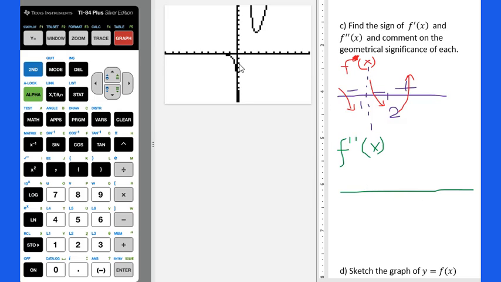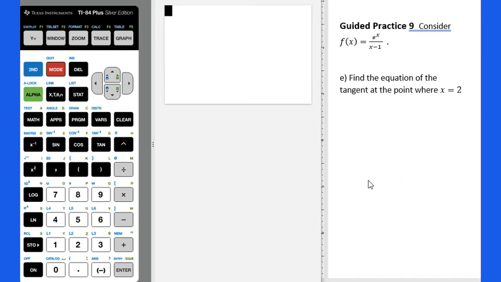According to this second derivative graph, we can draw the sign diagram for the second derivative. Here is 1. If x is greater than 1, it is positive; when x is less than 1, it is negative. The second derivative means concavity. Therefore, when x is greater than 1, the graph will be concave up. When x is less than 1, it's concave down.